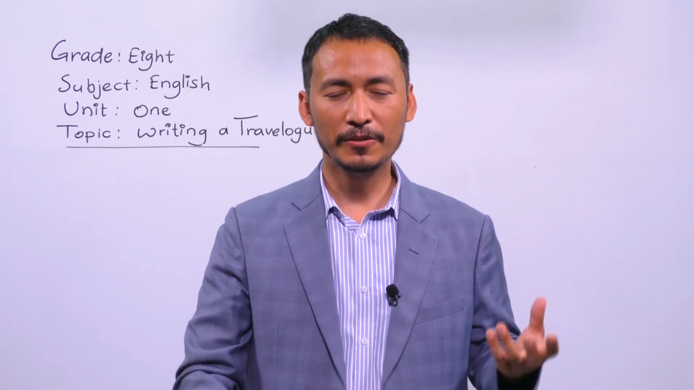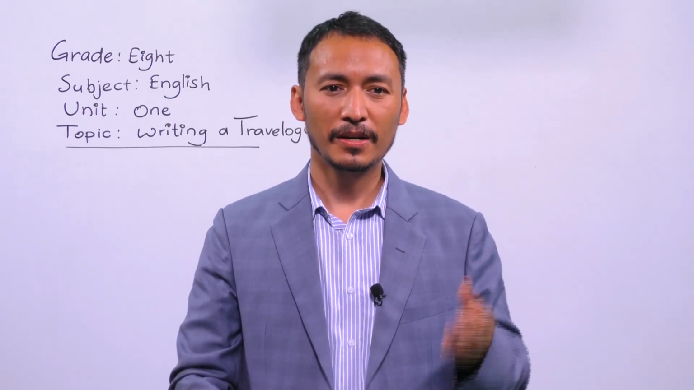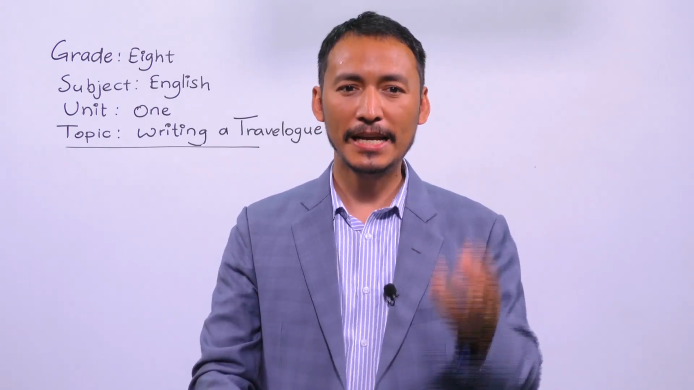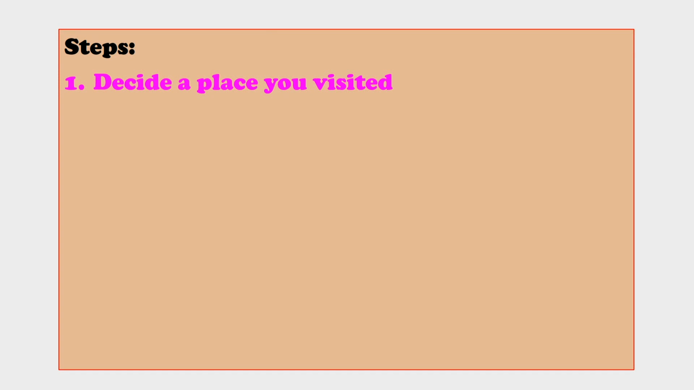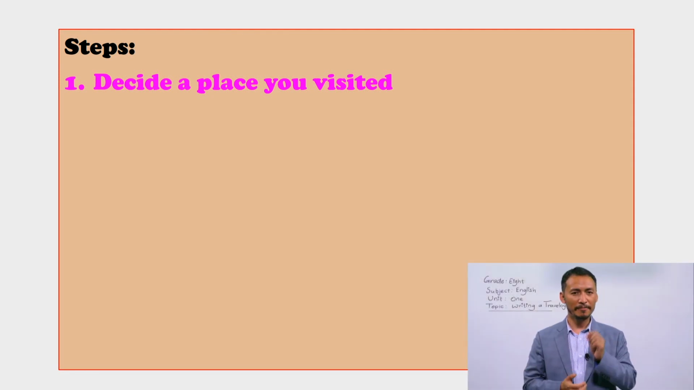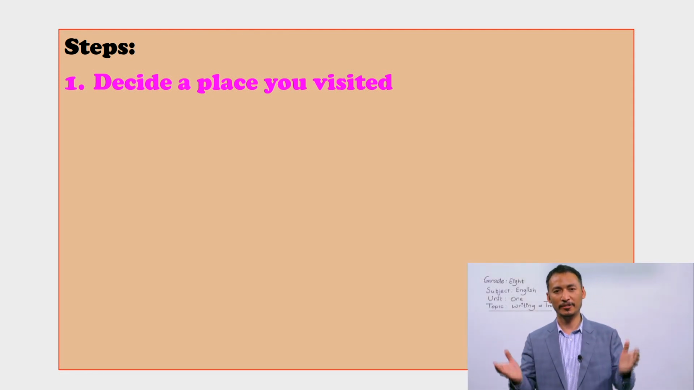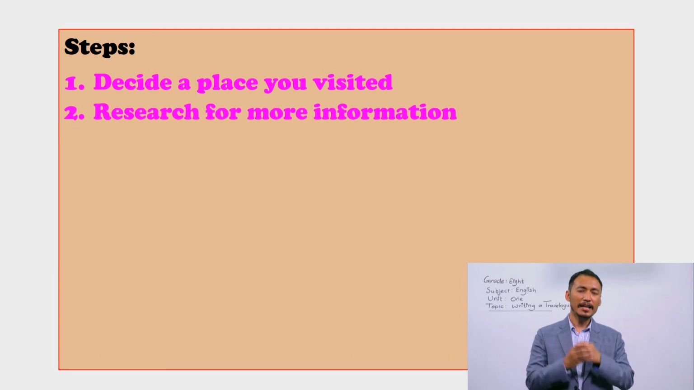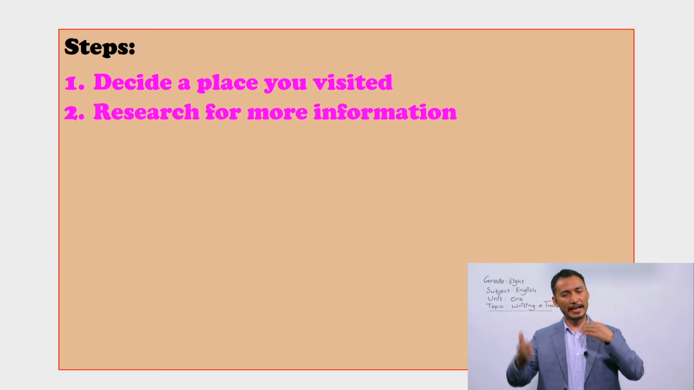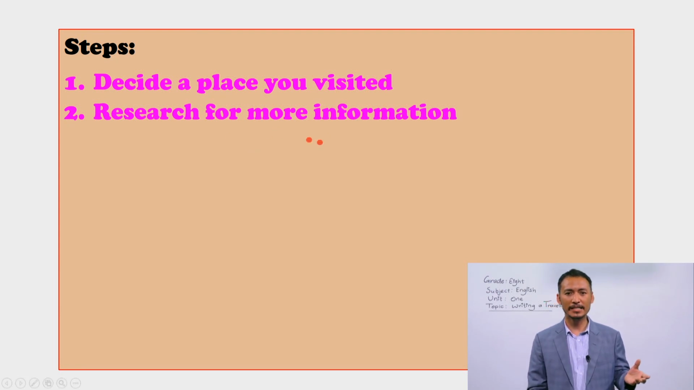So first, you have to find or decide a place which you have visited. You have gone to many places, and you have to decide one place as your topic, or after you visit some place, you can write the name of the place there. And then you go through the information. You can ask somebody about the place because you don't know everything about it.